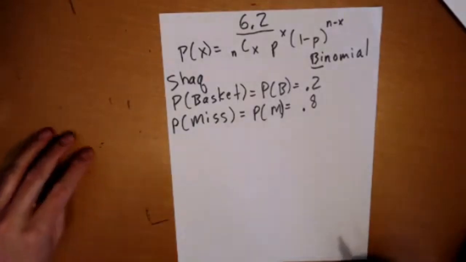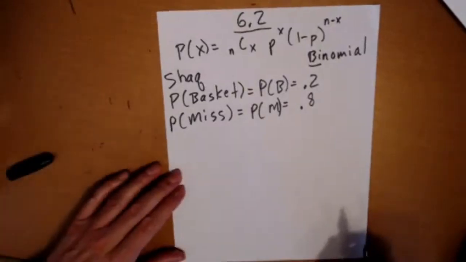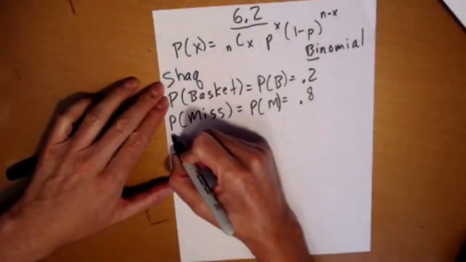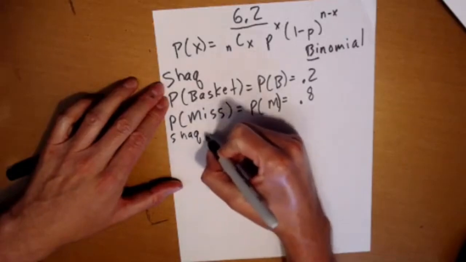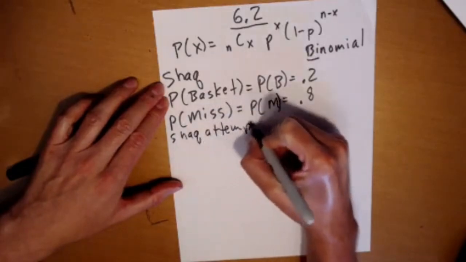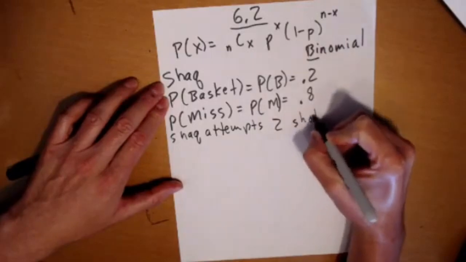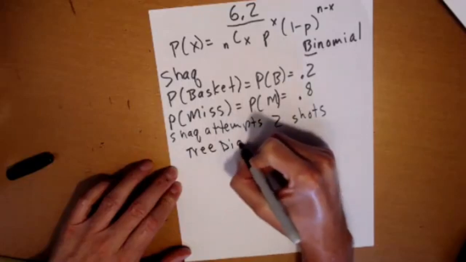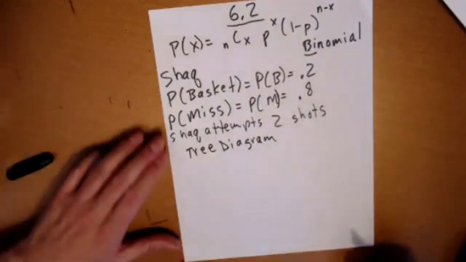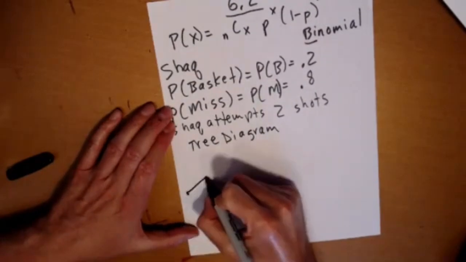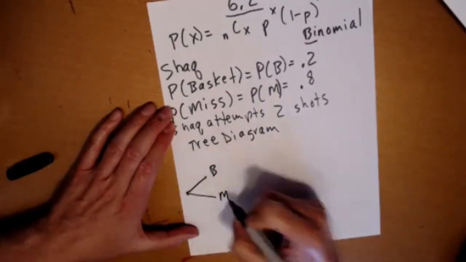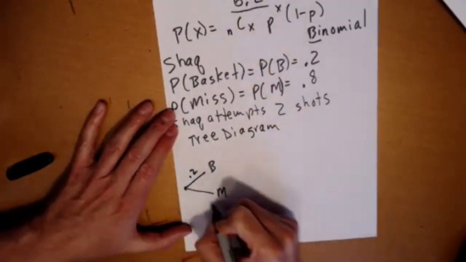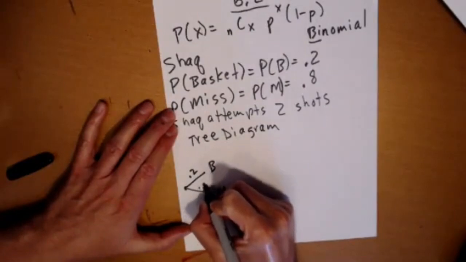Okay, this is going to get a little complicated, but let's just go with it. Let's just try 2. Let's say Shaq attempts 2 shots. I'm going to make something called a tree diagram. So he either makes a basket B or he misses. So that's his first shot. Probability of a basket is 0.2. Probability of a miss is 0.8.